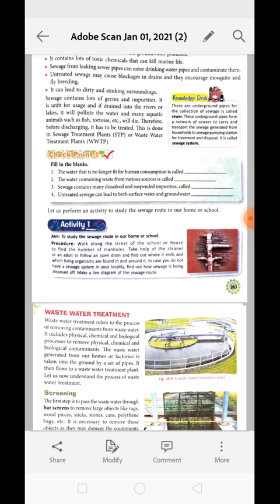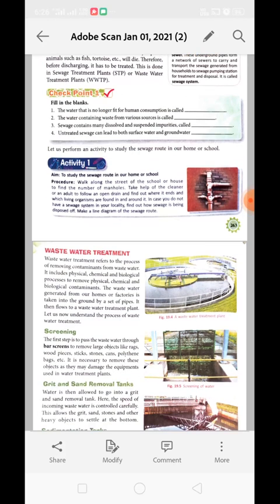Understood? If we are draining this sewage, which is very harmful for us, into a water body, what will happen? It will get mixed into the water body, and the living organisms living in the water body will suffer because of it, because they are continuously drinking this water. It will pollute the water, and many aquatic animals will die. Therefore, before discharging, it must be treated very carefully. This is done in a sewage treatment plant, STP, or wastewater treatment plant.